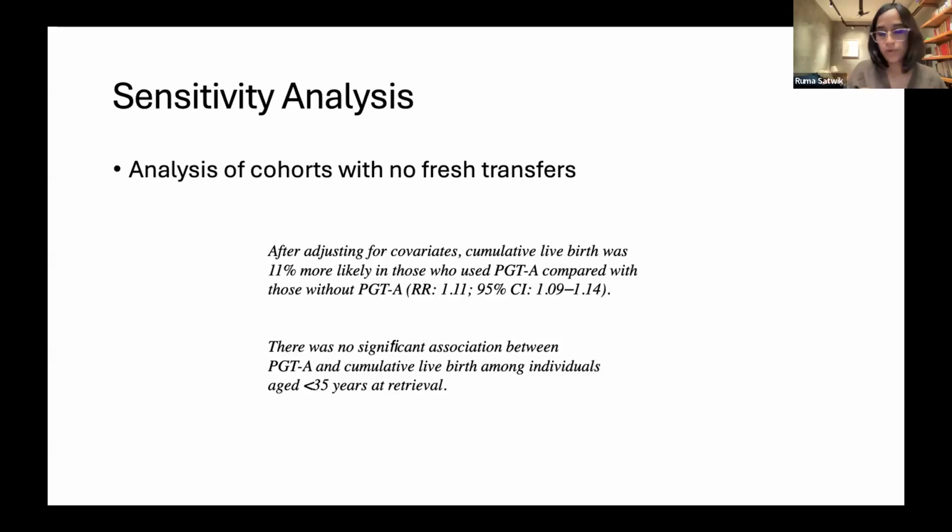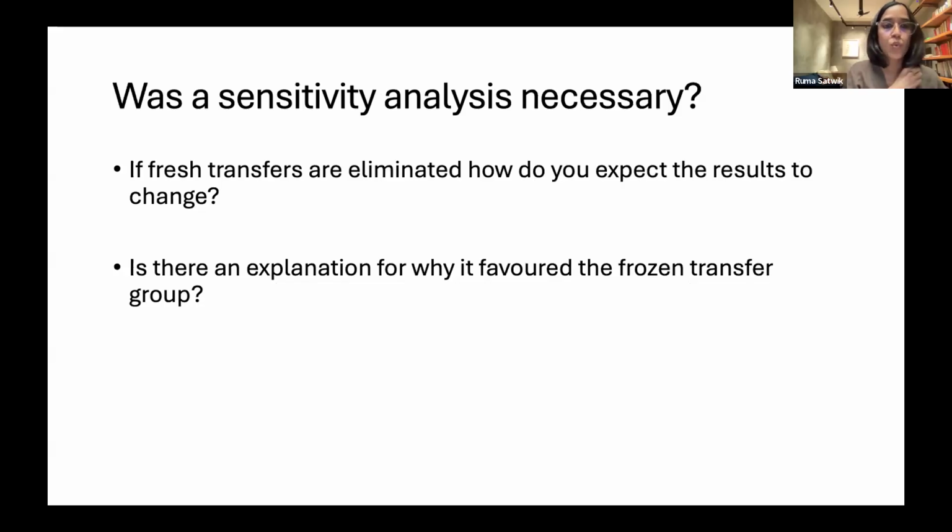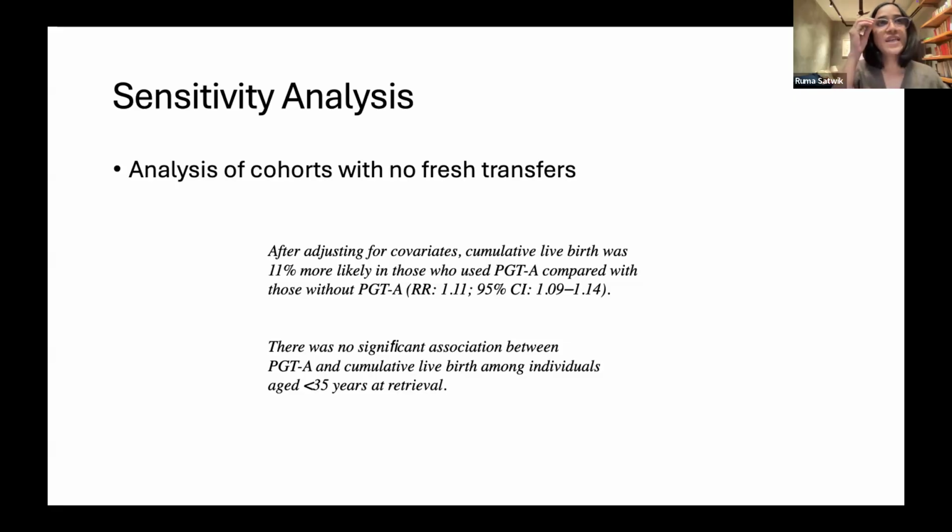I would have a little bit of an issue trying to swallow that, right? I would want to ask the question, was a sensitivity analysis necessary? Because the standard practice is to not forego the fresh transfer, right? So some of us still undertake fresh transfers in non-PGTA cycles. Let us say that a fresh transfer was undertaken only in the non-PGTA cycles.